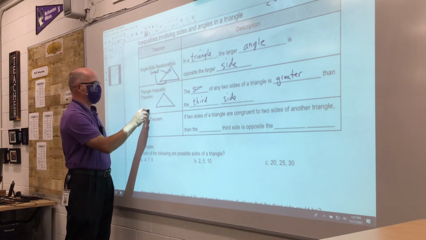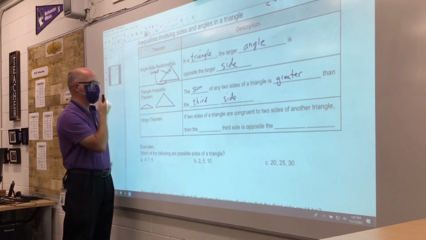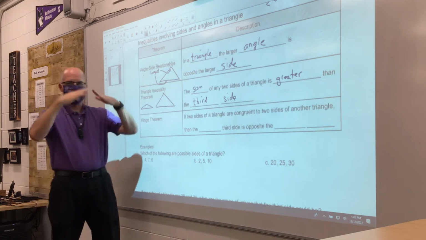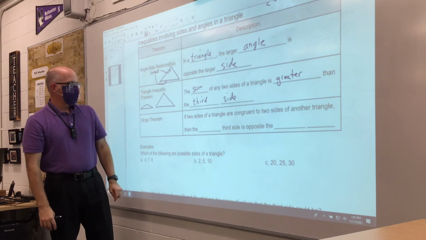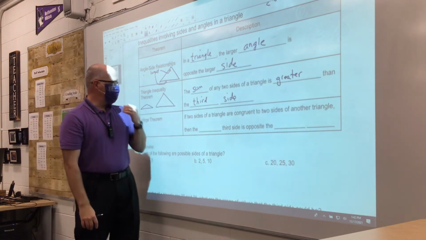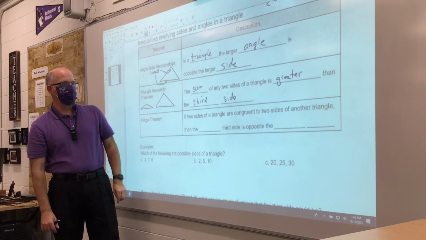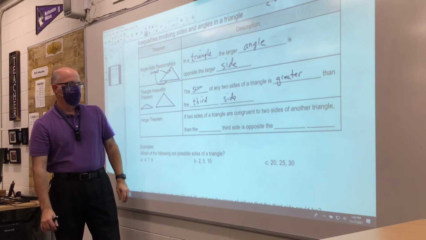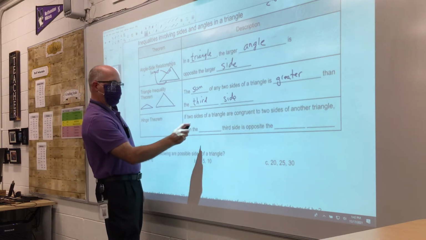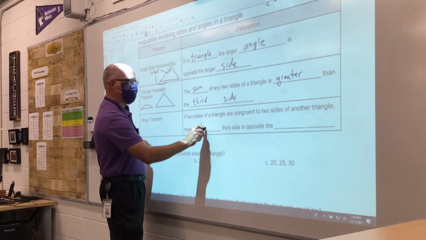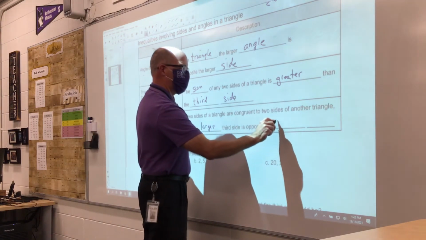Okay, so if we had ones that are really close, it'd be a really tiny one like this, but they still have to be greater, and that will give it a point to it. And lastly, the last theorem we're going to use is the hinge theorem. If two sides of a triangle are congruent to two sides of another triangle, then the larger third side is opposite the larger angle.